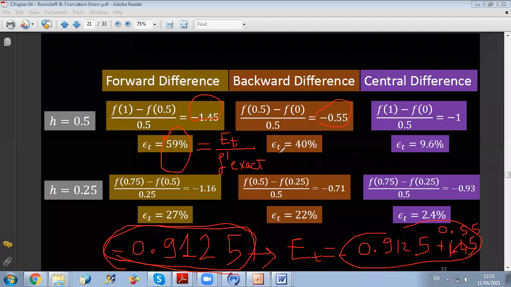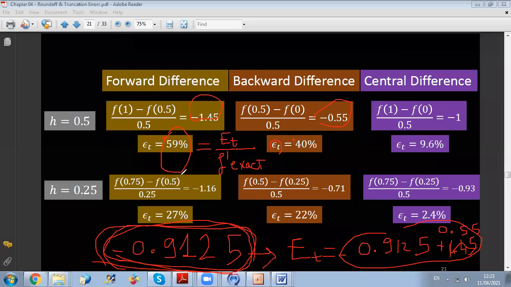So now if I calculate here epsilon true, I will get a positive or negative result? I'll get a positive result because E true is negative, because when you do minus 0.9125 plus 0.55, you will get a negative result. Then you will divide by the true value, which is minus 0.9125. So you will get a positive result, which is plus 40%.